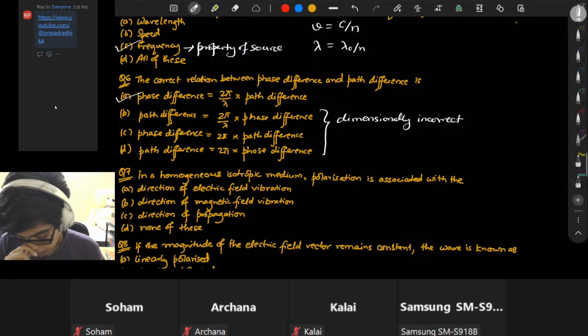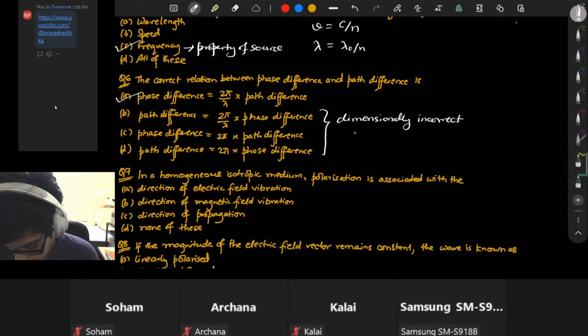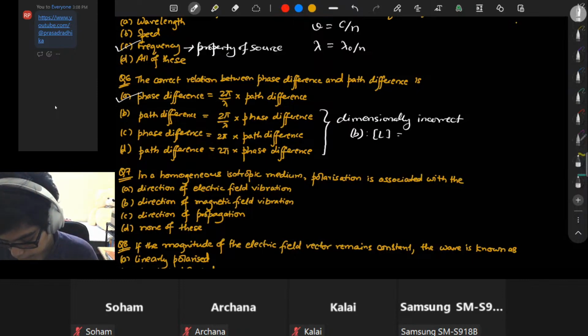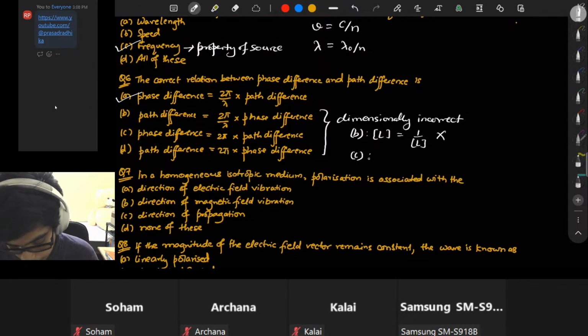How they are dimensionally incorrect is because phase is measured in radians. 2 pi is also in radians. And in the denominator, you have lambda, that is distance. And on the left hand side, you have path difference, which is also distance. So if I look at the dimensions of option B, we have distance, meaning length. This we are saying is equal to 1 over length because of lambda. But this is definitely incorrect, doesn't make sense. Similarly, in C, on the left hand side, you have phase difference, meaning it is dimensionless. It's a constant. It doesn't have any dimension.